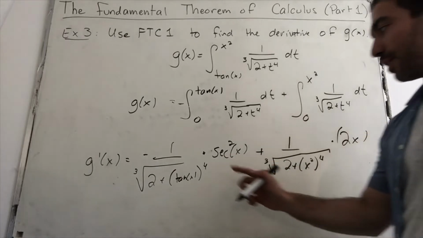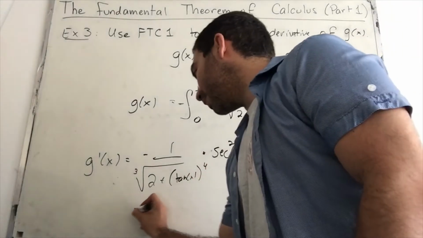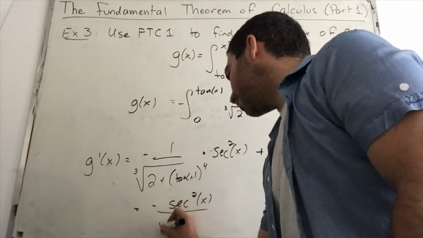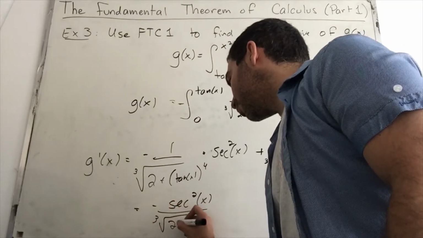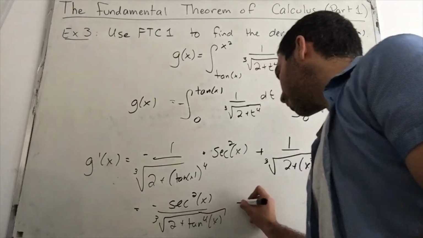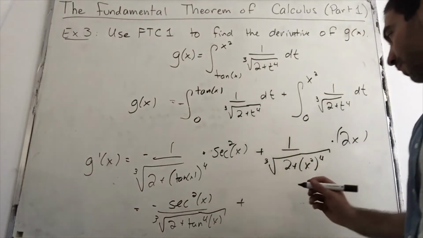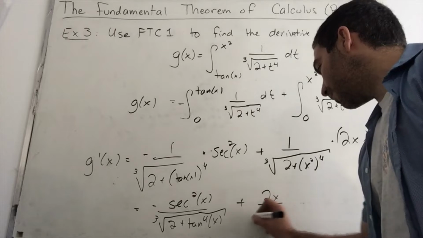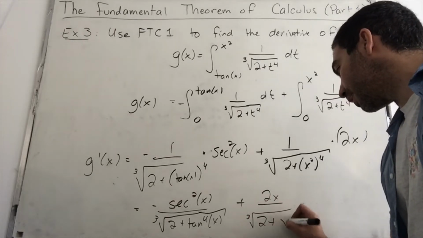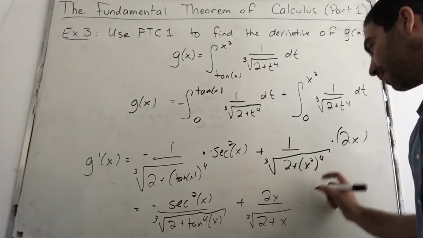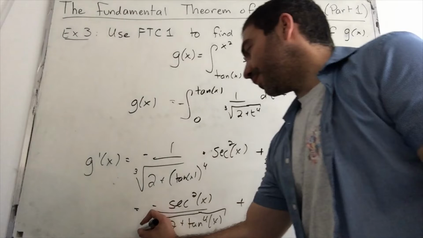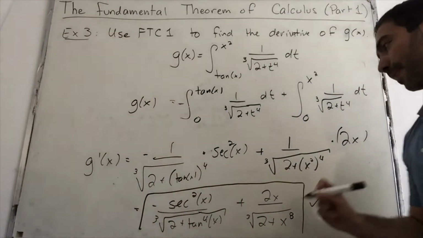Okay, so we could simplify this a bit more, writing negative secant squared of x over the cubed root of 2 plus tan 4 of x plus 2x over the cube root of 2 plus x squared to the 4, which is x to the 8. Okay, and this is the derivative. This is g prime of x, and we're done.